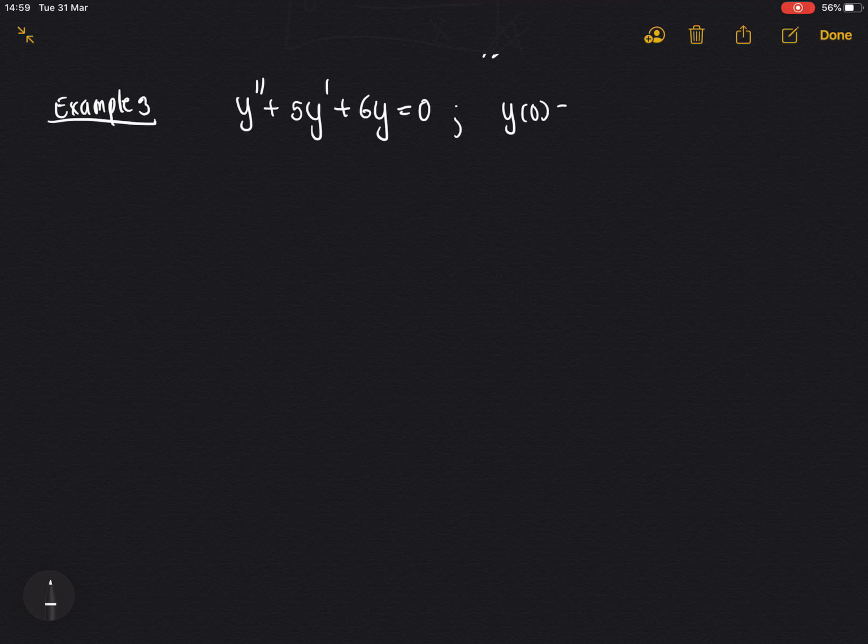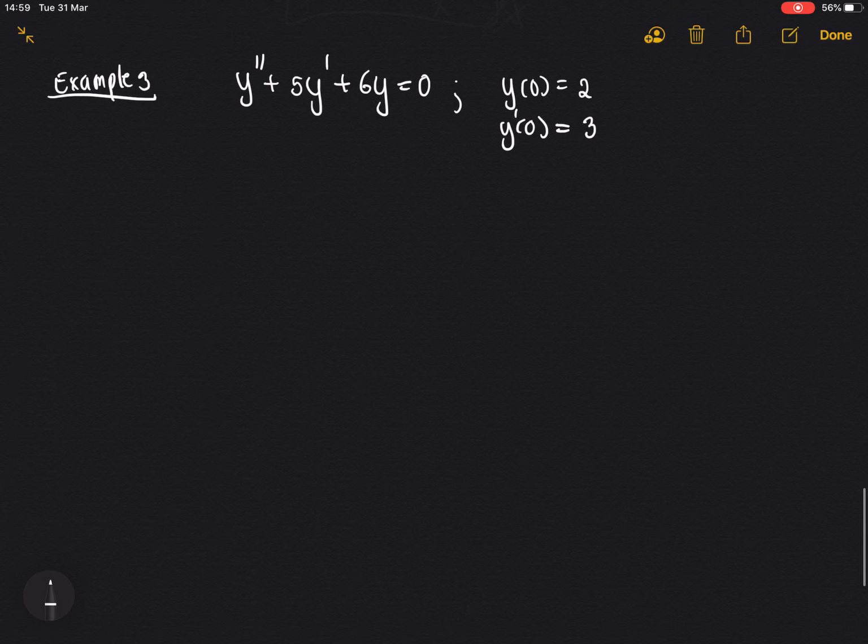So let's see example 3 together. You are given y double prime plus 5y prime plus 6y equal to 0, and then you are given two different initial conditions. The first one is y(0) equal to 2, and the second one is y prime of 0 equal to 3, right?